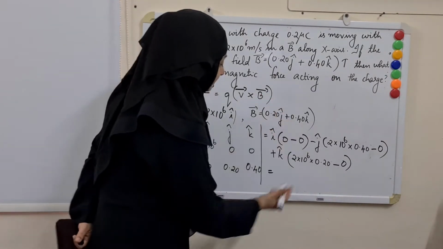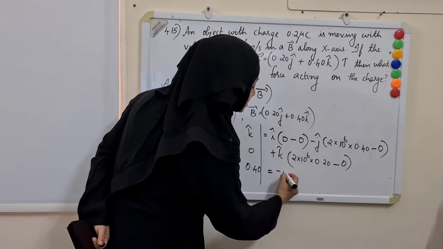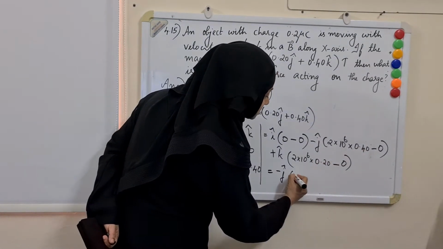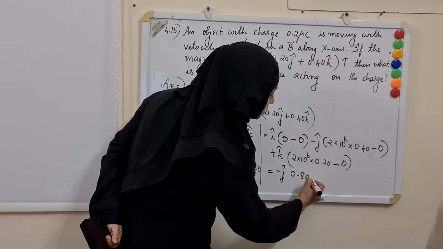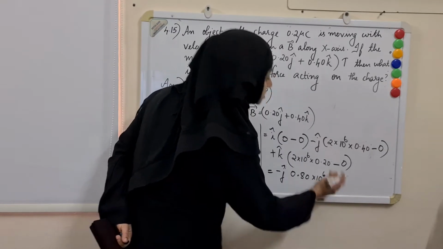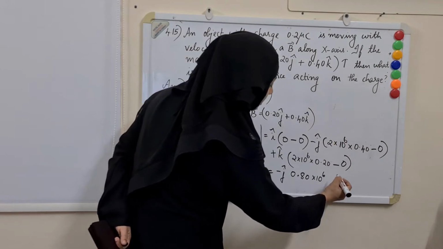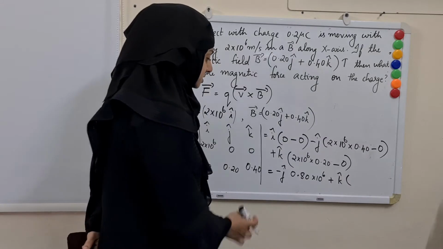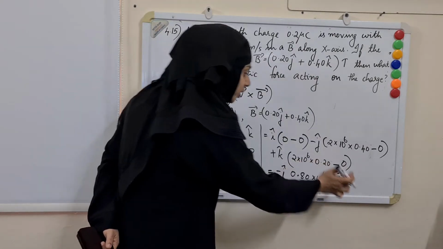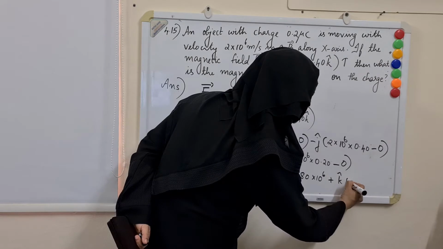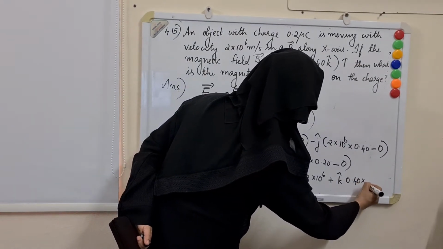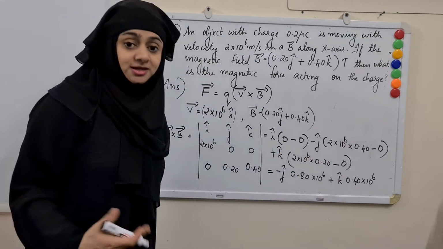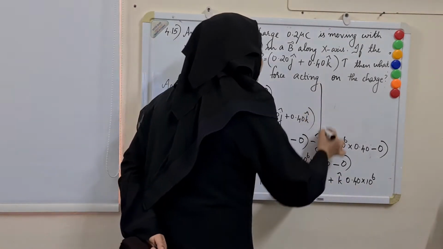So 0I. Then you have minus J cap into this times this. So you will get it as 0.80 into 10 raised to 6. 2 times this value. Now plus K cap times, you have 2 into 0.20, which is 0.40 times 10 raised to 6. So 10 raised to 6 is common, so I can take it out.